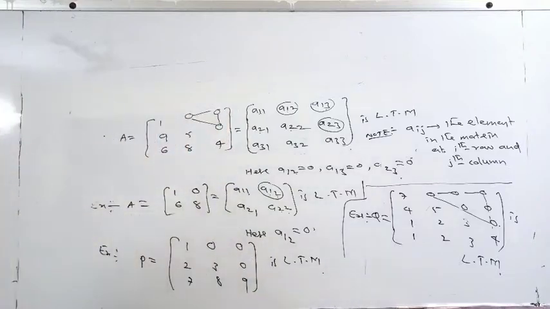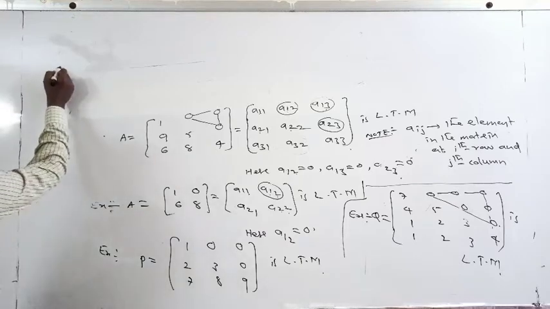Next definition is triangular matrix. Triangular matrix means it may be lower or upper. So, let me give one more example now.